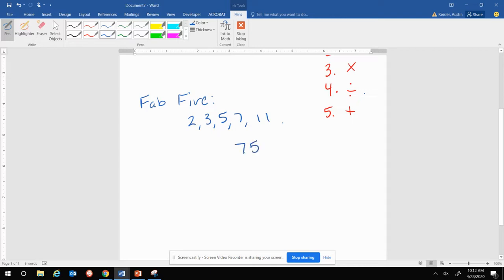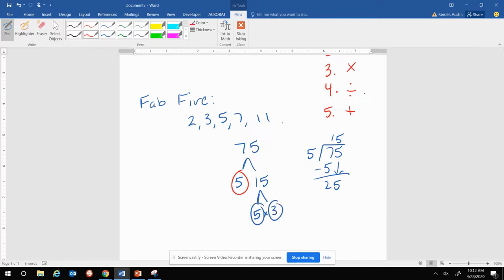So if I want to find the prime factorization of that, I'm going to do a factor tree. And I know 5 goes into 75, and it goes in there 15 times. 5 is in the Fab 5, so I'm going to circle that. Then I'm going to keep going with the 15 because that is not prime. And I know that 5 times 3 is 15, and both of those numbers are prime.